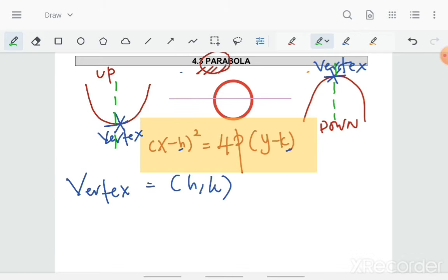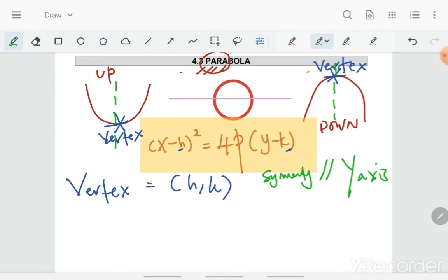So, when we discuss symmetry for concave up and down, it is parallel to, what do you think? This is the symmetry axis, right? So this symmetry is parallel to the y-axis. If the symmetry is parallel to the y-axis, the formula is (x minus h) squared equals 4p(y minus k).